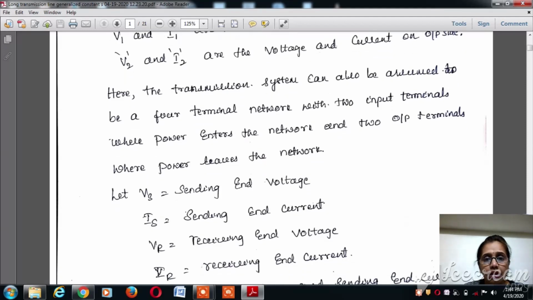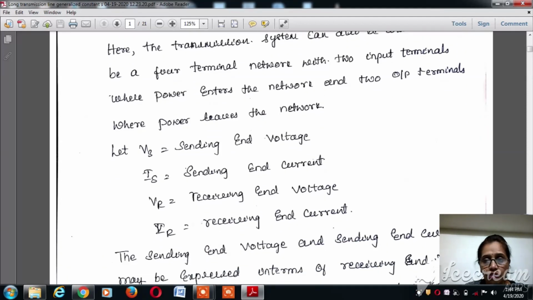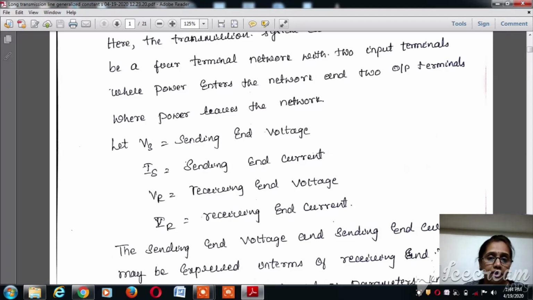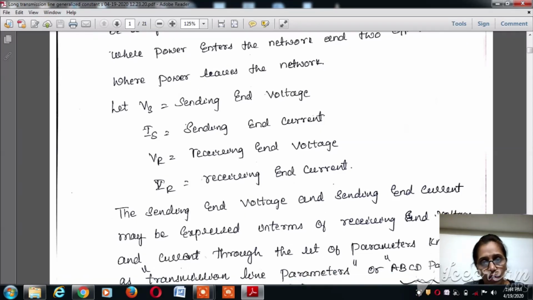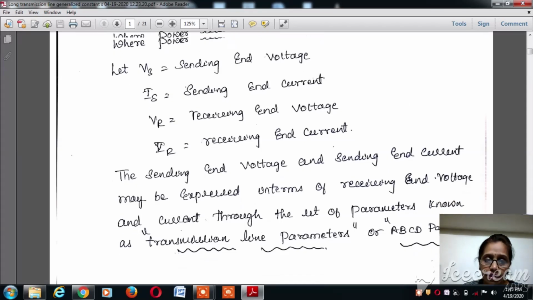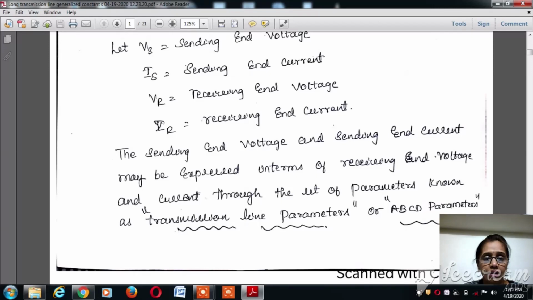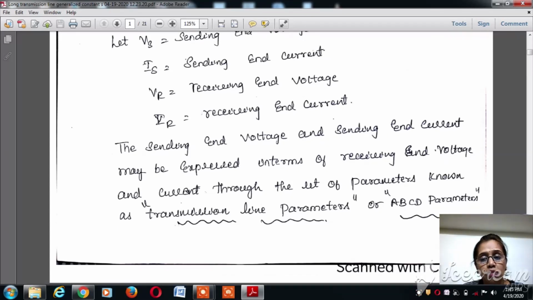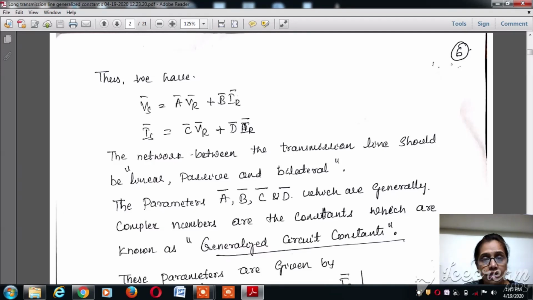So basically we are going to consider the four terminal network with two input terminals, where the power enters the network, and two output terminals where the power leaves the network. According to this, Vs is the sending end voltage, Is is the sending end current, Vr is the receiving end voltage, and Ir is the receiving end current. Let the sending end voltage and current be expressed in terms of the receiving end voltage and current through a set of parameters known as transmission line parameters or generalized constants, popularly called ABCD parameters.